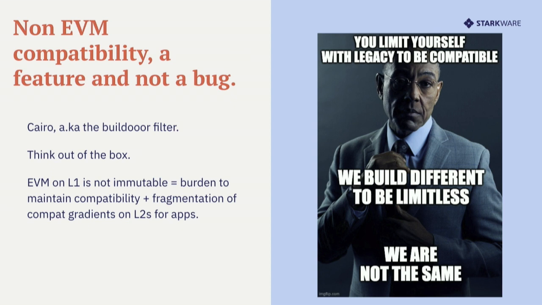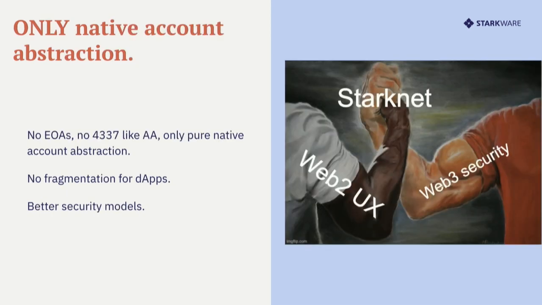And actually, I think that there is one ZK-EVM that will be well positioned to face those evolutions, and it's Kakarot. And fun fact, it's written in Cairo, which gives you an indication of the power of Cairo. Another big difference that we have is that we are the only layer 2 that has only native account abstraction.